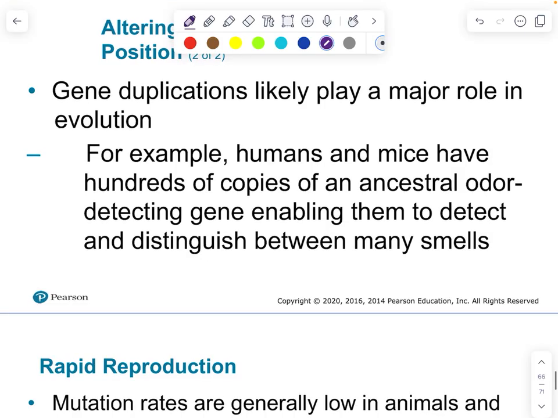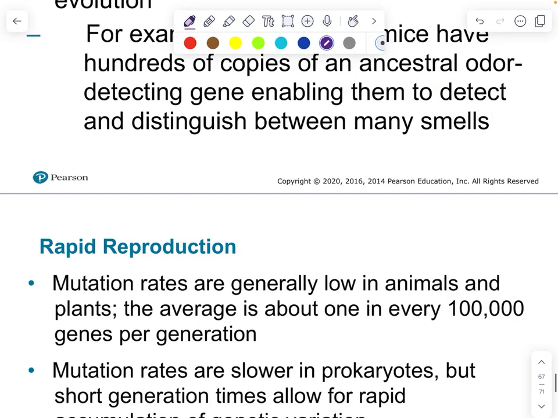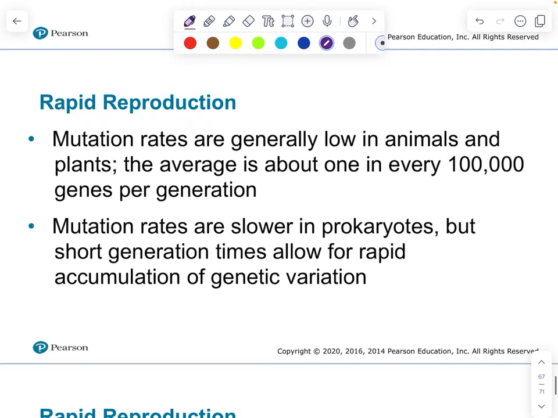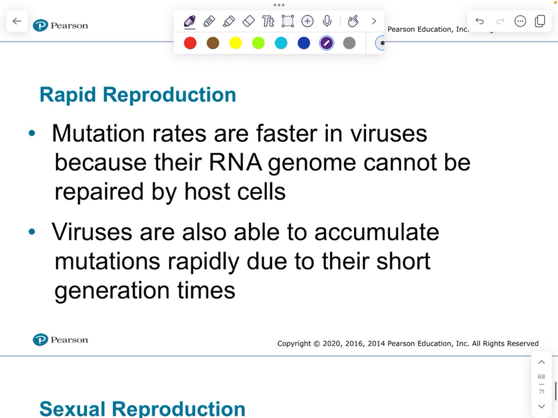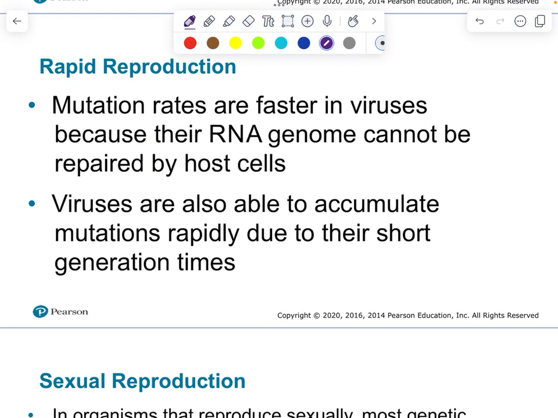For example, humans and mice have hundreds of copies of an ancestral odor detecting gene, enabling them to detect and distinguish many different smells. Mutation rates are generally very low. The average is about 1 in every 100,000 genes per generation. Mutation rates are slower in prokaryotes, but short generation times allow for rapid accumulation. Mutation rates are faster in viruses because their RNA genome cannot be repaired by host cells. Viruses are also able to accumulate mutations rapidly. Think like COVID, right? So many variants, due to their short generation times.